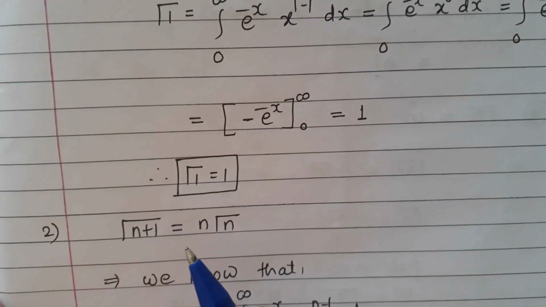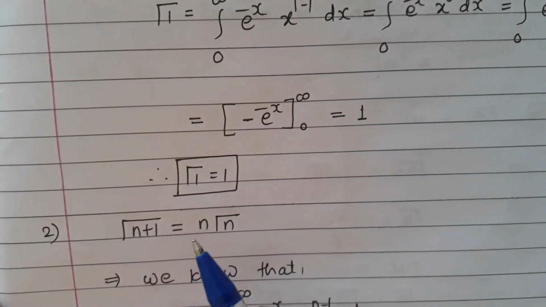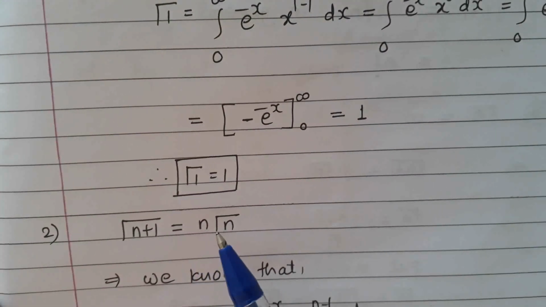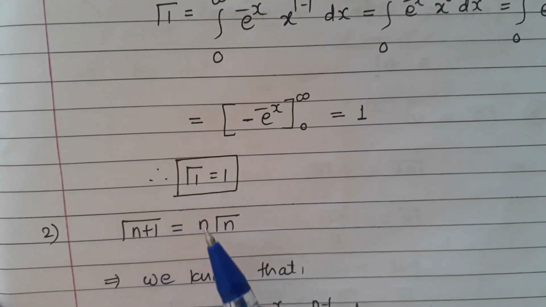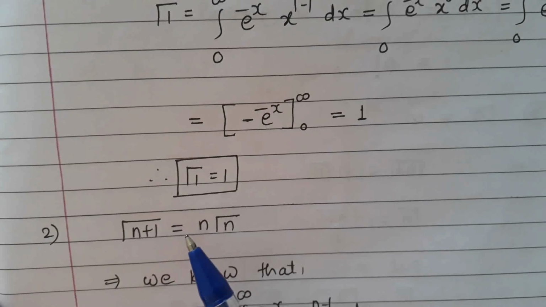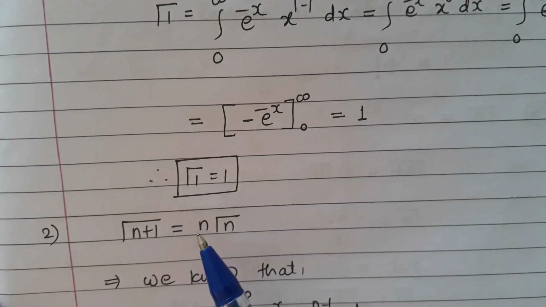The second property is again an important one. Gamma n plus 1 is equal to n gamma n. You can say that this is also the reduction formula of the gamma function.